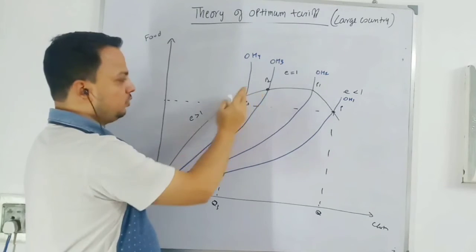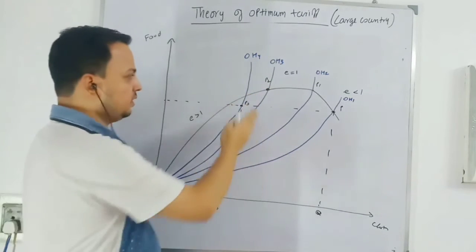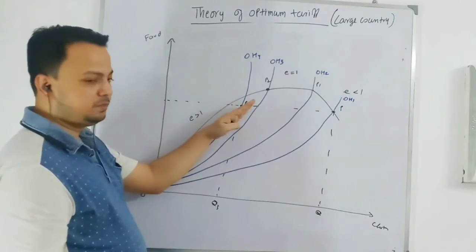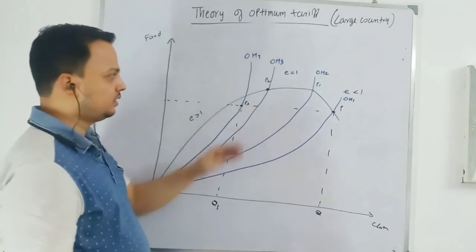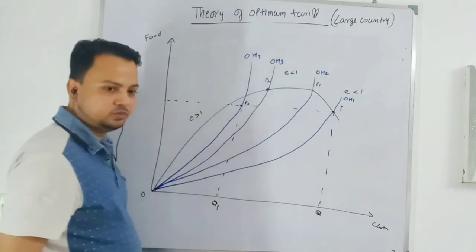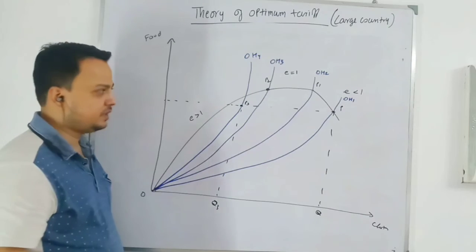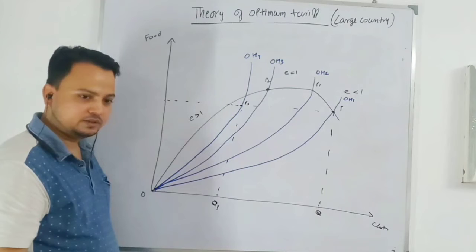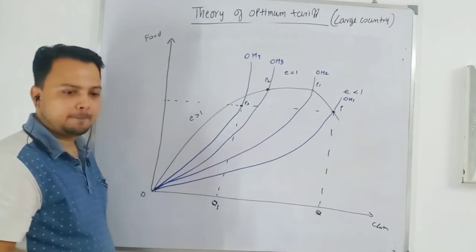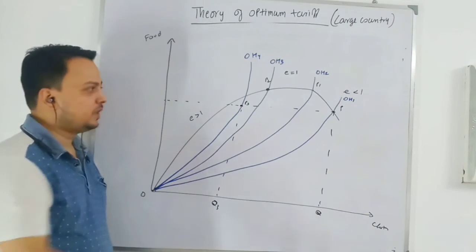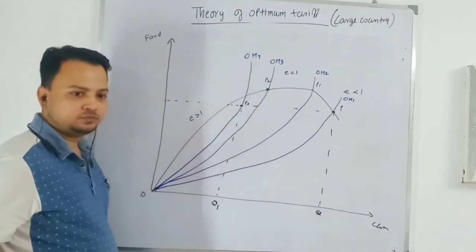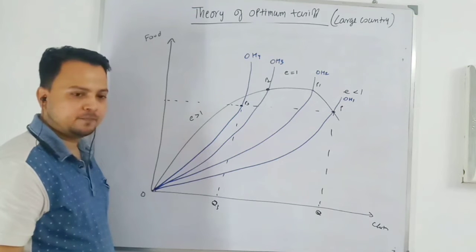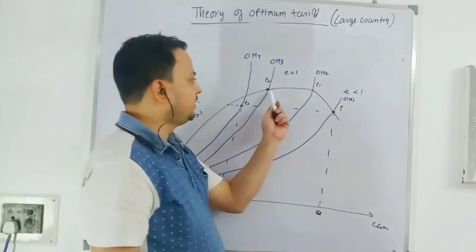But at P2, home country terms of trade will be worse than P3, because at P3 terms of trade will be better, this will be flatter. But why will the home country be choosing this P2? Question is, why will home country be choosing this P2? Anyone? What is the reason for that?